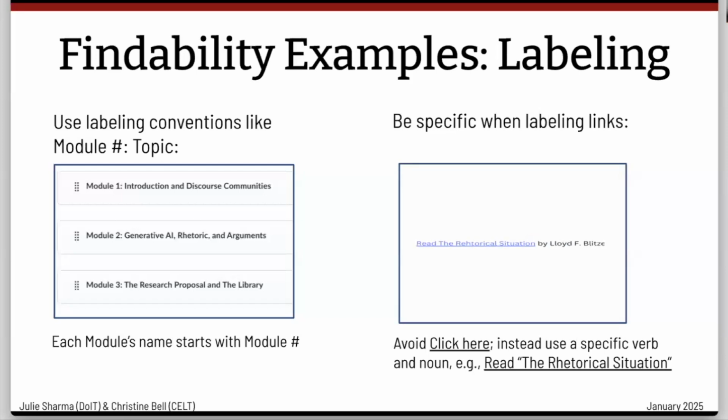Another example, on the right side of your screen, is to be specific when you're labeling your links. You'll see in this GIF that "To read the article, click here, and then click here" has a big cross through it: no, don't do that. And it shows you an example of a better way to do that: "Read The Rhetorical Situation by Lloyd F. Bitzer." So what you want to do is use a specific verb and a noun for each one of your links and make them different from each other.